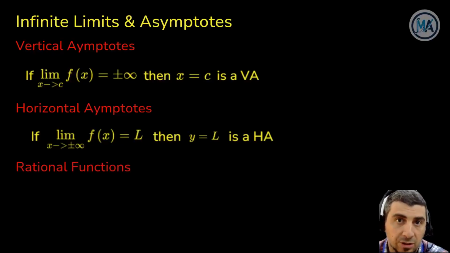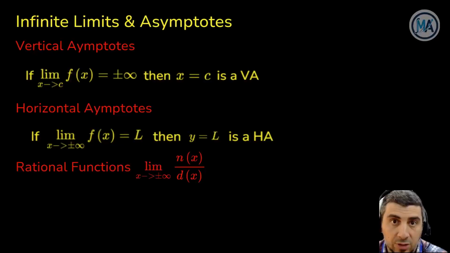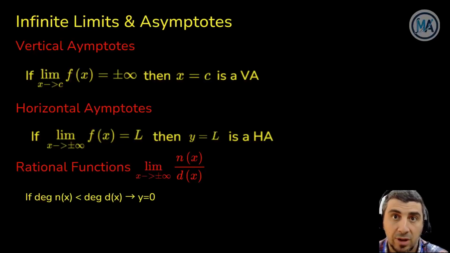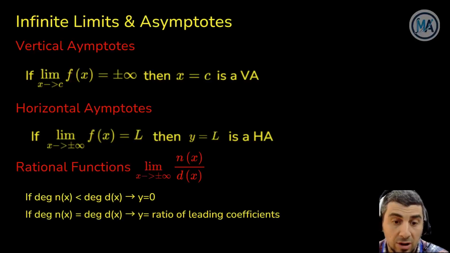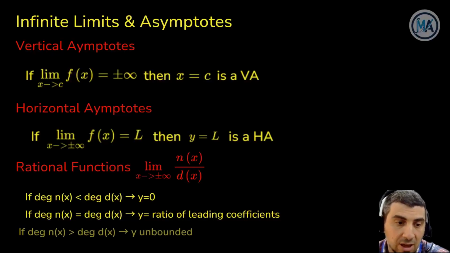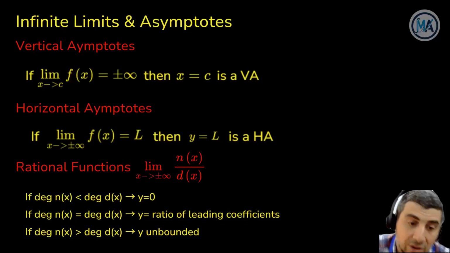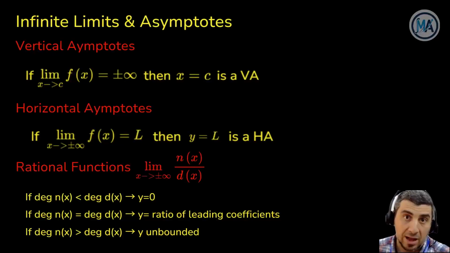For rational functions, if you take the limit as x approaches positive or negative infinity, if the degree of the numerator is less than the degree of the denominator, then the limit is going to be 0 and you have a horizontal asymptote. If the degrees are equal, then you would have a horizontal asymptote and the limit is going to be the ratio of the leading coefficients. And finally, if the degree of the numerator is greater than the degree of the denominator, then you're not going to have a horizontal asymptote. The function is going to be unbounded and either approach infinity or negative infinity.